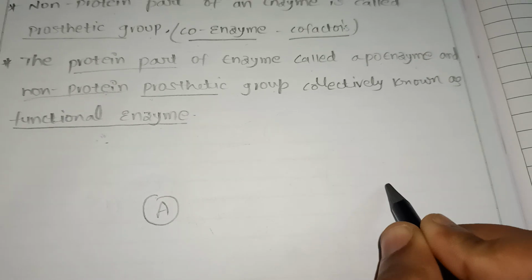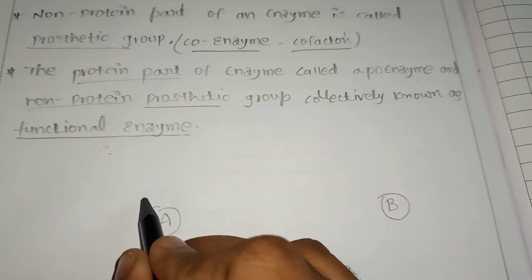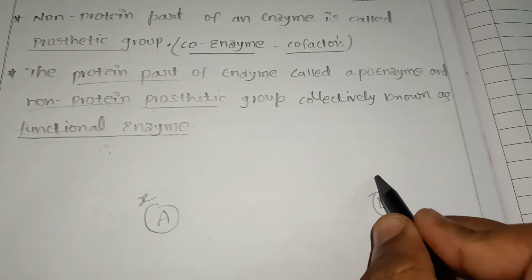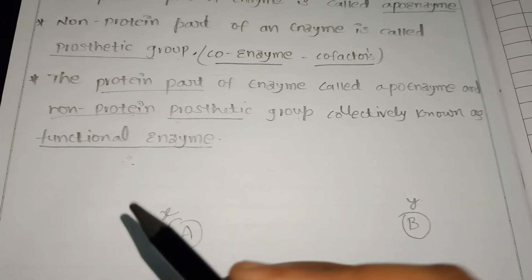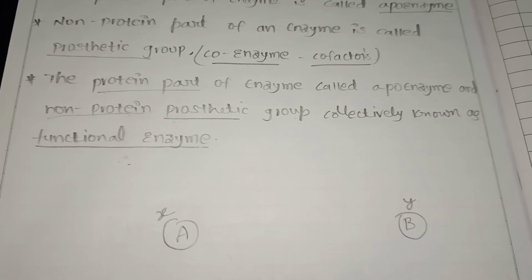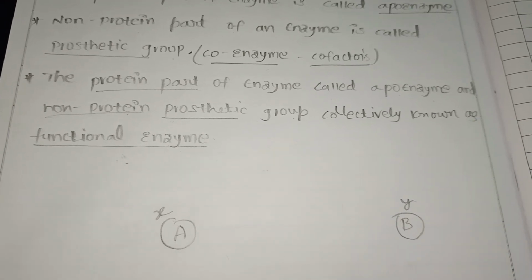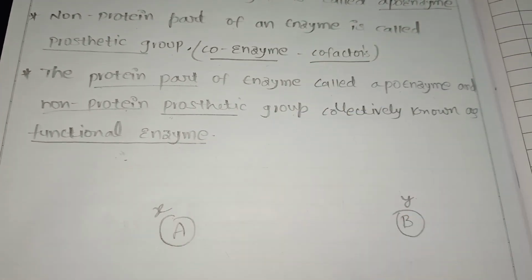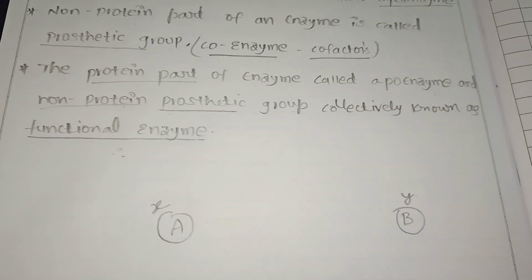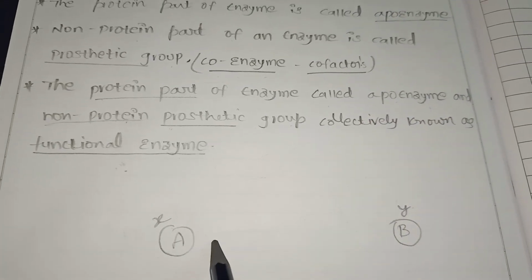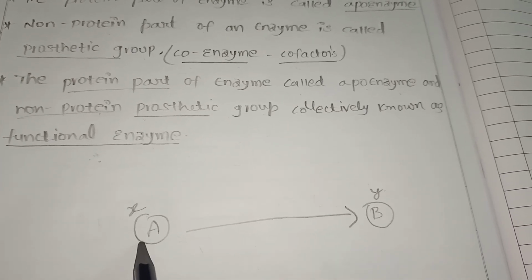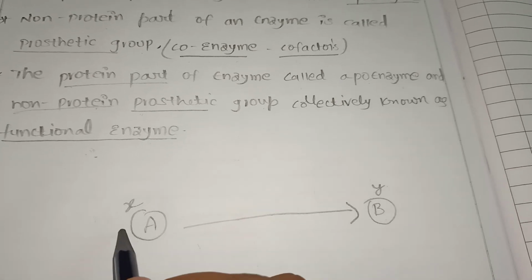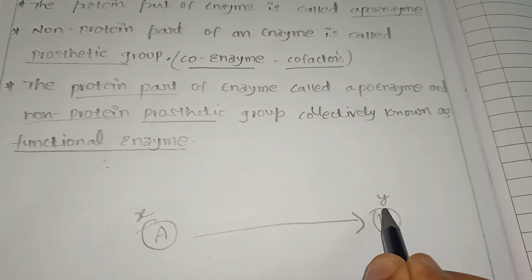Now here are place A and place B. In place A person X is there, and in place B person Y is there. In olden days there was no mobile facility, no technology in order to send a message or to talk with other people. In place A, person X is there, and in place B, person Y is there.